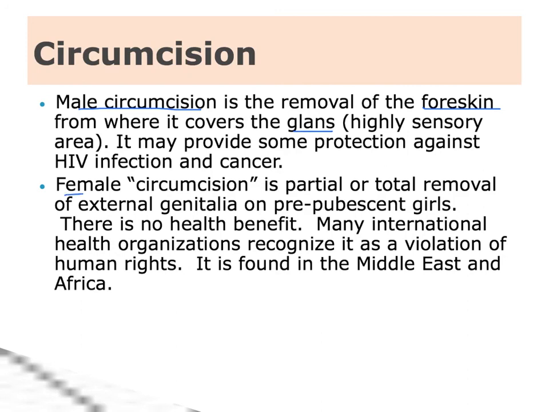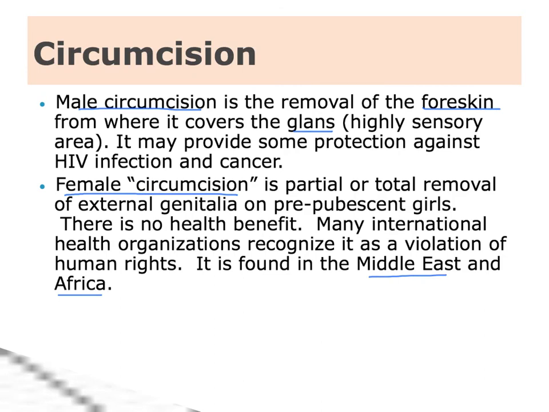Female circumcision is not circumcision. It is a partial or total removal of the external genitalia, usually done on prepubescent girls. That means girls under the age of puberty, often as infants. There is no health benefit. It tends to occur in places like the Middle East and in Africa, and major health organizations recognize it as a violation of human rights.